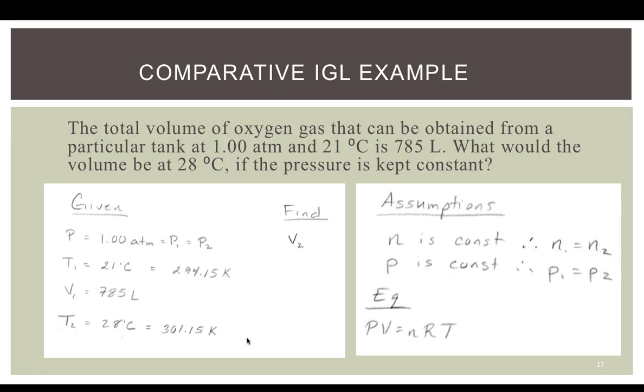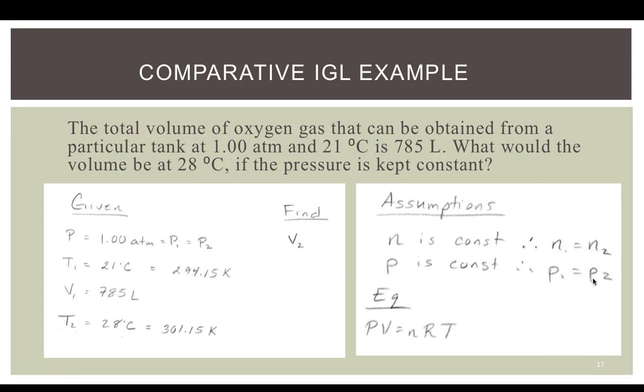The way I go about it in a more systematic way is to always start with the ideal gas law, and this is what we're going to start with. We're also going to make a list of assumptions. What we've already said in our givens is that pressure is constant, therefore pressure in condition 1 equals pressure in condition 2.